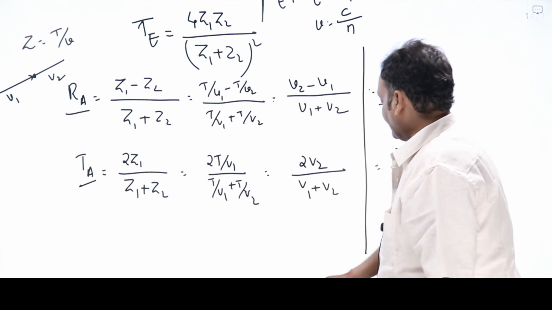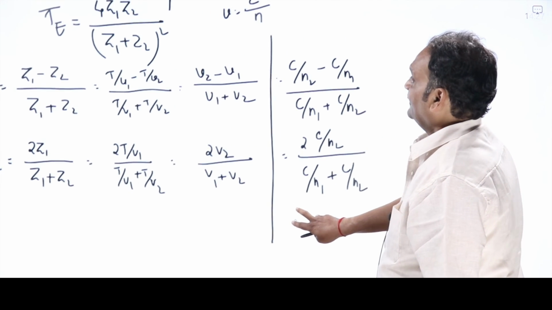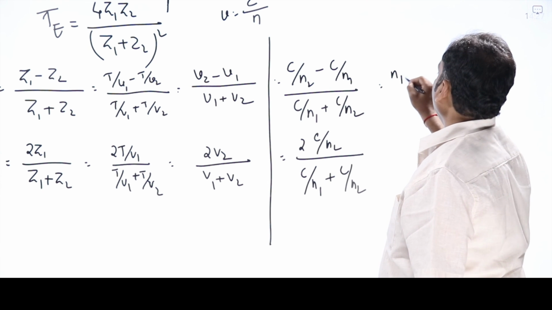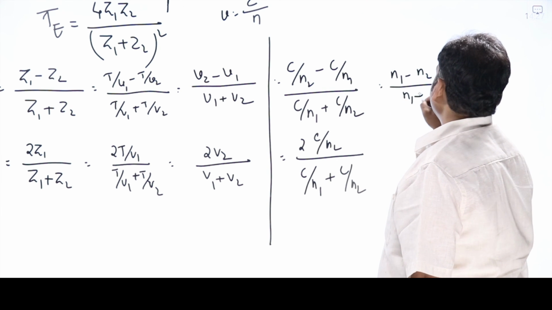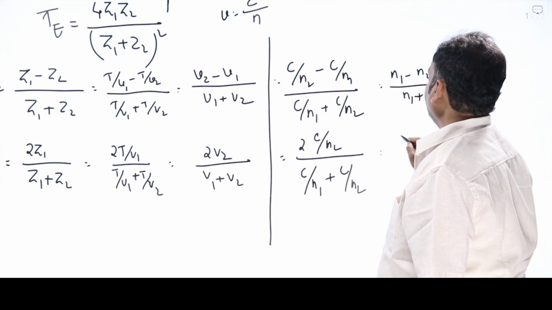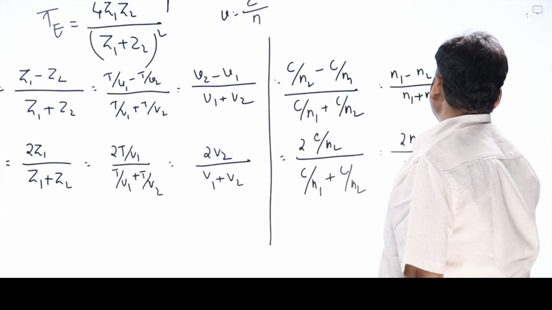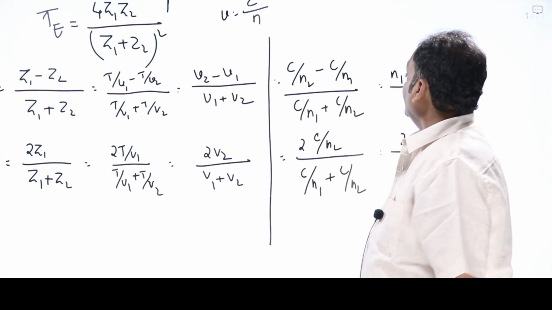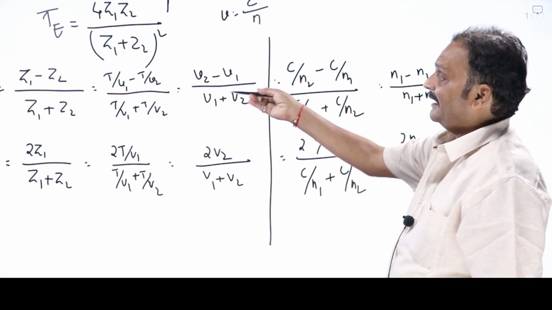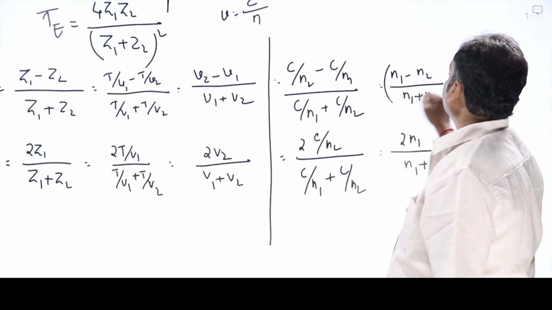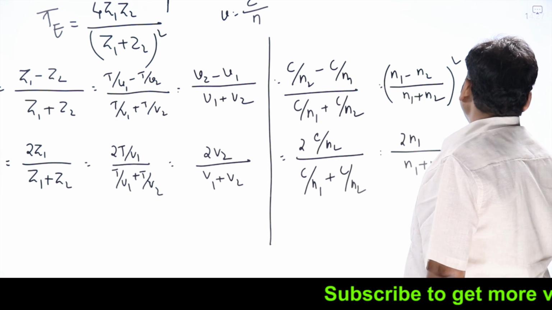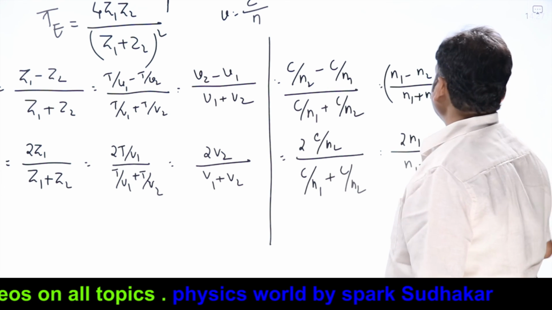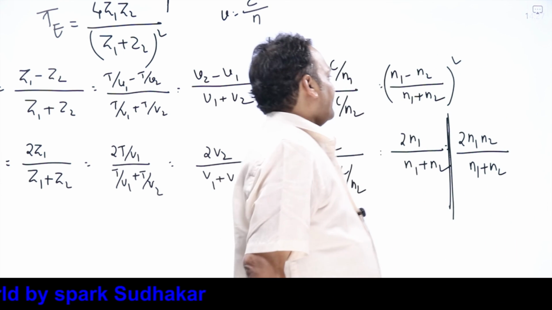If we simplify this further, similar to (Z1 minus Z2) by (Z1 plus Z2), here you will get (N1 minus N2) by (N1 plus N2). This one will be 2N1 by (N1 plus N2), where N1 and N2 are the refractive indices of the first medium and second medium. This is in terms of amplitudes only. Intensities means whole square. This one will be 4N1 N2 by (N1 plus N2) whole square. In terms of intensity, intensity means energy only.